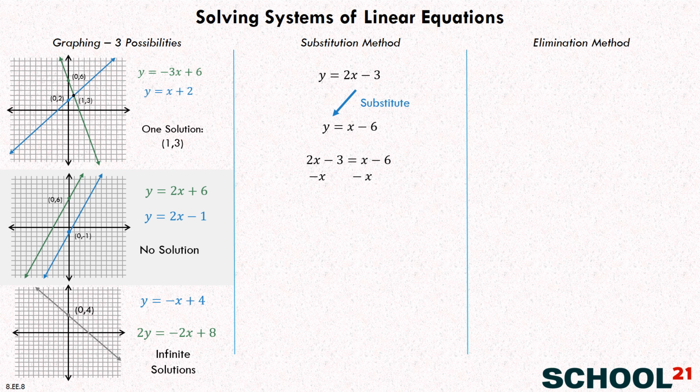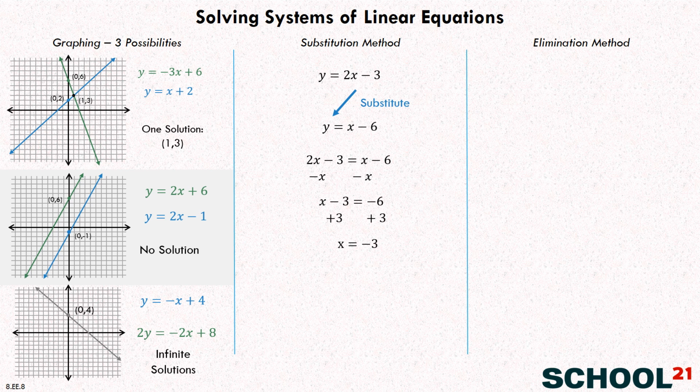We'll subtract x from both sides to get all of the variables on one side. That'll leave us with x minus 3. What would you do next? Add 3 to both sides. Good. We'll add 3 to both sides, and that'll get us to an answer of what? X equals negative 3.